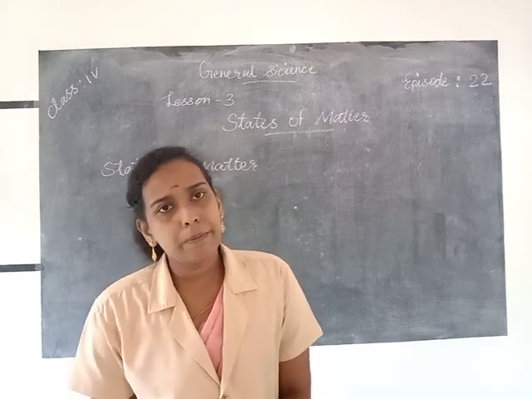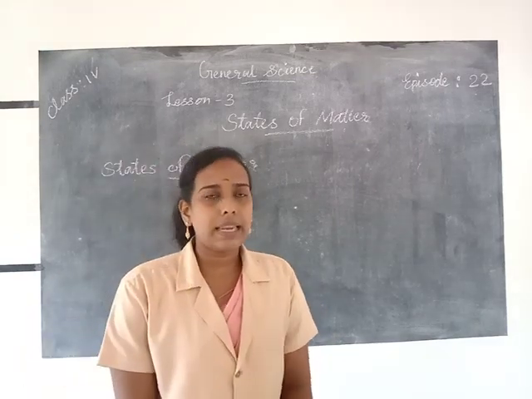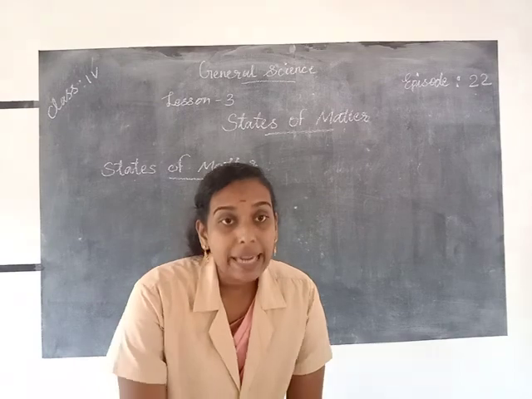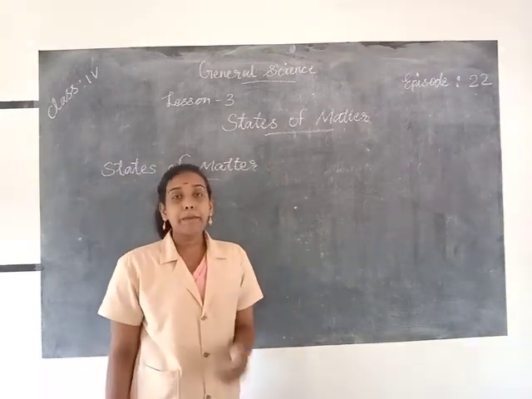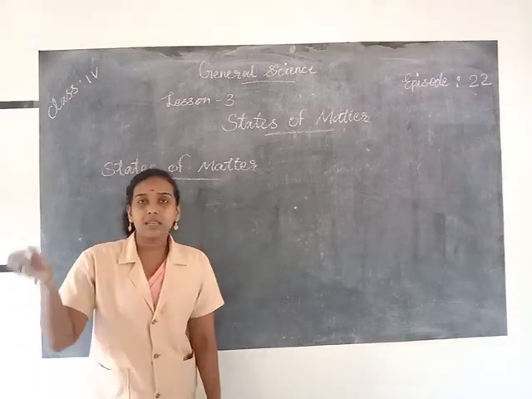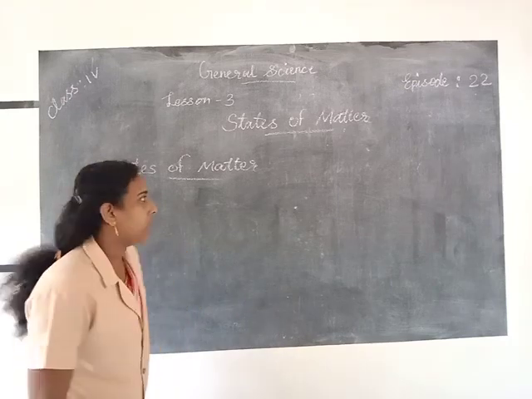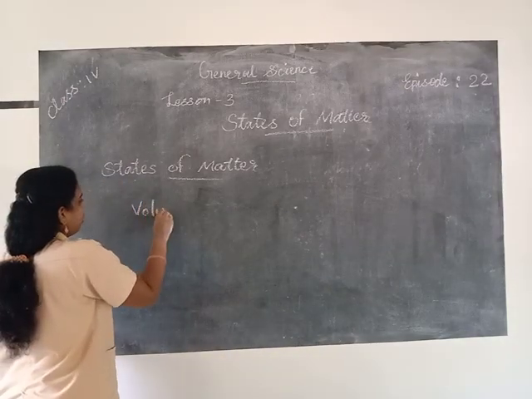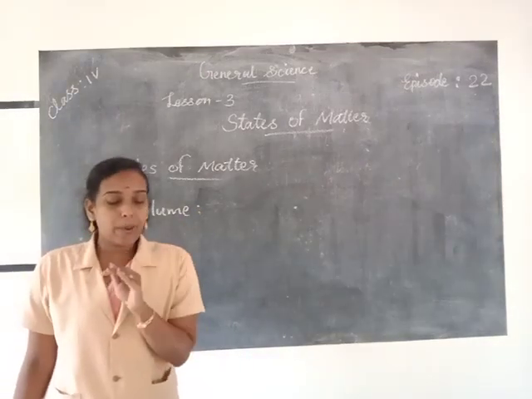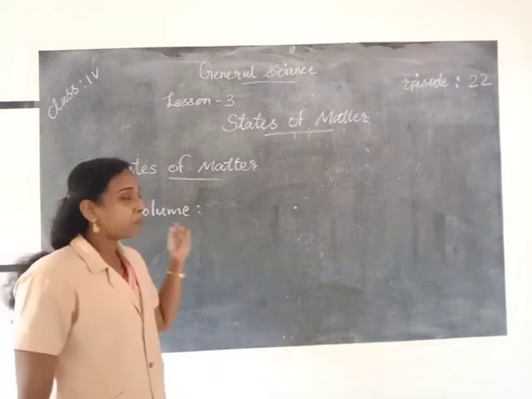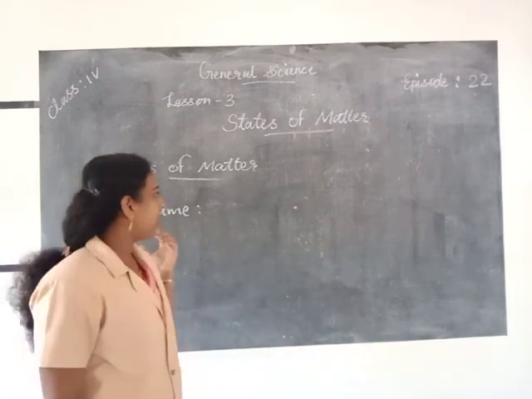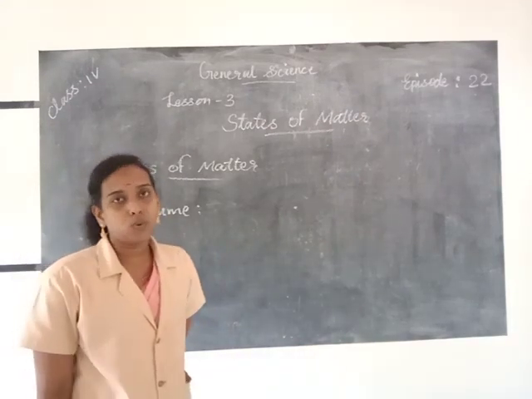So what do you mean by volume? Matter is anything which occupies space and has mass. And the amount of space that any matter occupies is called volume. Volume, V-O-L-U-M-E, volume.